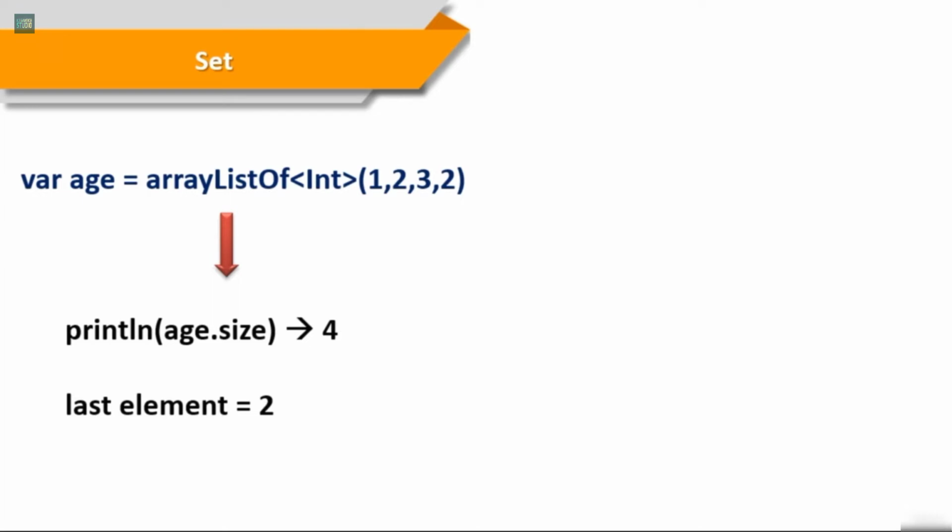In array lists, you can use the same element more than once in the array. But in sets, only one of the same element is stored. So even if you try to add the same element more than once, in fact, if you notice in our example here, the array that we created using arrayListOf has 4 elements, and the number 2 is used twice. So when we print the size of the array to the console, we get the number 4, and we can see the last element of the array as 2.